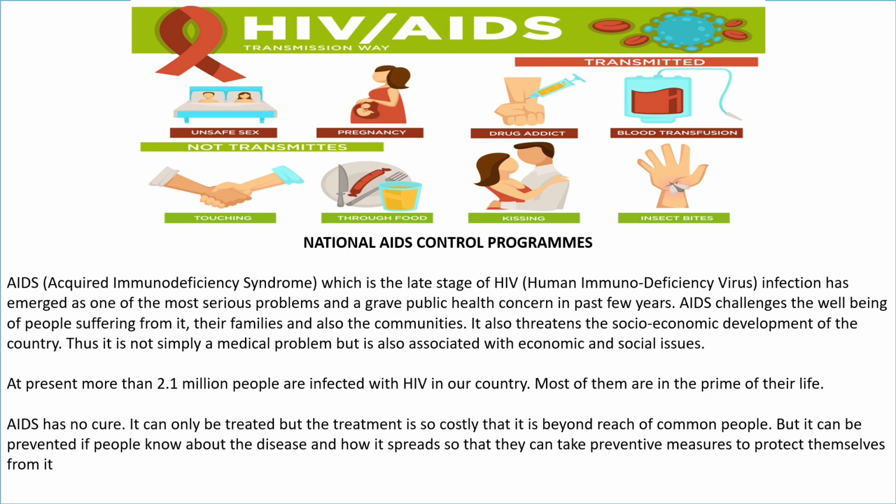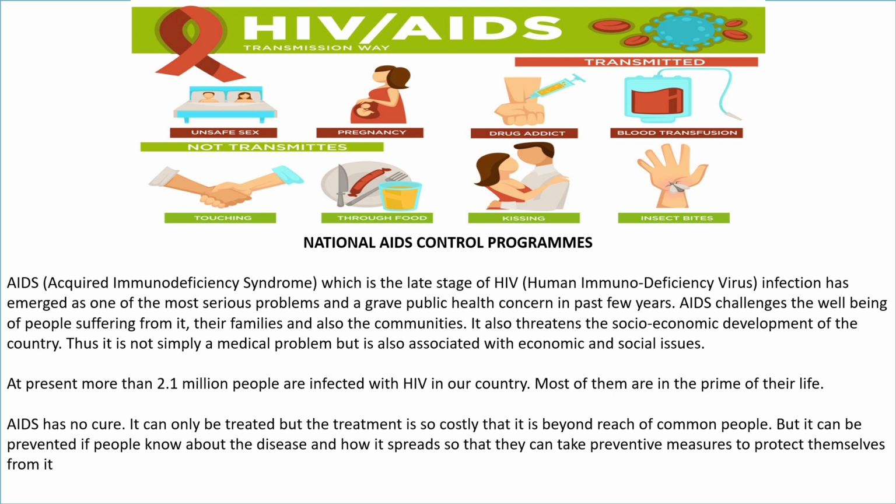Now, before studying what is HIV AIDS, let us know the full form. What is the full form of HIV if I ask you? Yes, you are right. The full form of HIV is human immunodeficiency virus. And what is the full form of AIDS? Again, you are right. The full form of AIDS is acquired immunodeficiency syndrome. Good. So you understood the full form of HIV and AIDS.